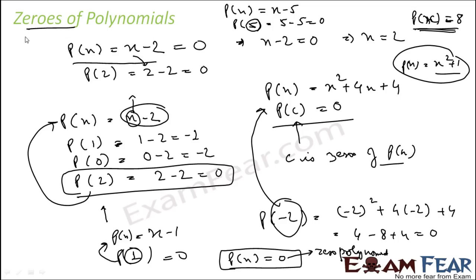Zeros of a polynomial is nothing but the value of x where this whole polynomial value is 0. Let me repeat once again. 0 polynomial is nothing but 0. p(x) is equal to 0. This is the 0 polynomial. And zeros of a polynomial is nothing but the point where this p(x) becomes 0. For example, at 2, this p(x) becomes 0. At 1, this p(x), x minus 1, becomes 0. At minus 2, this p(x), x square plus 4x plus 4, becomes 0. At 5, this p(x), that is x minus 5, becomes 0. Right? So those are zeros of the polynomial. Okay? So don't get confused between zeros of the polynomial and the 0 polynomial.